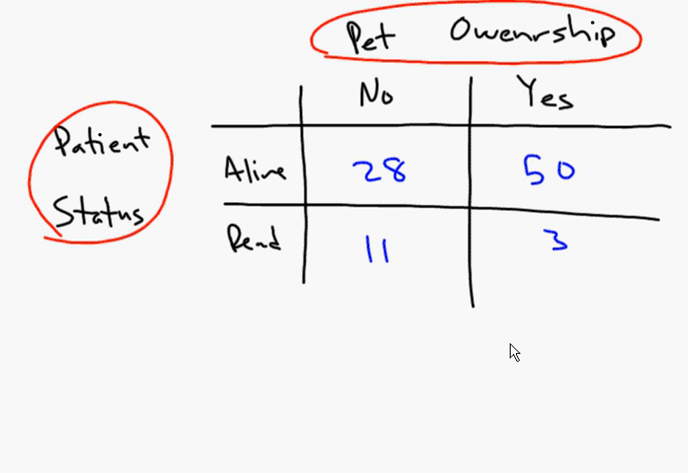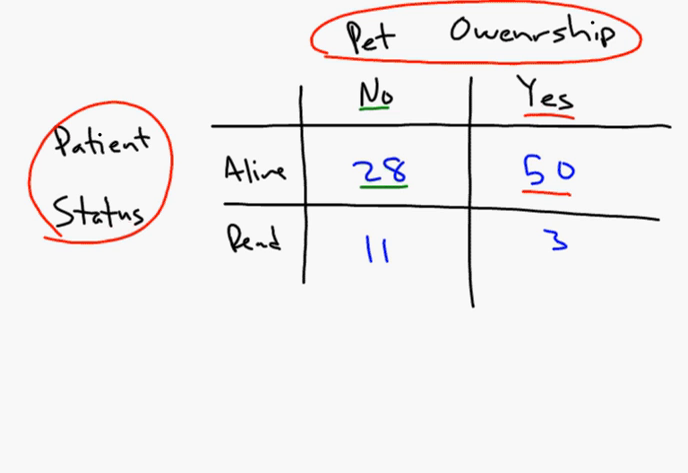One study examined the relationship between survival of patients with coronary heart disease and pet ownership. Each of 92 patients was classified as having one pet or not, and by whether they survived for 1 year after being diagnosed or not. So, for example, this 28 means that there were 28 patients among the 92 who were alive after 1 year but did not own a pet. This 50 means that at the end of a year, there were 50 patients who had been diagnosed with coronary heart disease who owned a pet and they were still alive.